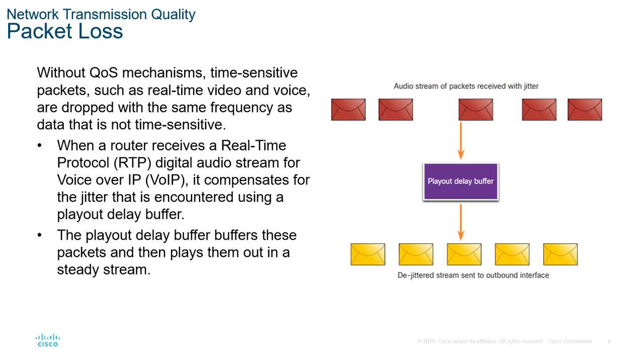So without some form of QoS mechanism, time-sensitive packets, again, real-time traffic like voice and video, could be dropped at the same frequency as regular traffic. Again, real-time traffic has a real-time component, which means it needs to be given priority. But if it is given the same priority as a website, for example, then it runs the risk of being treated like a regular data packet, not one that has a certain level of priority. Again, the importance of priority is essentially saying, oh, this has a real-time component, it needs to go first.